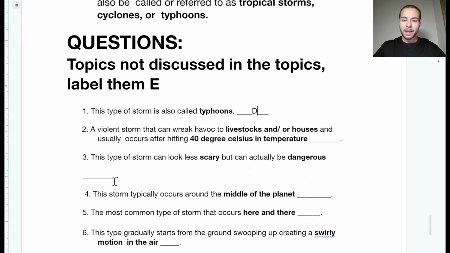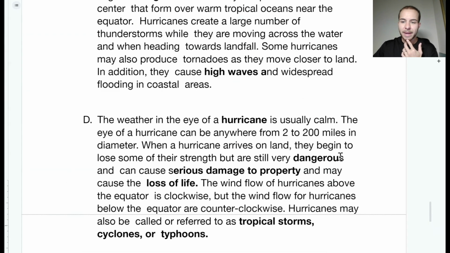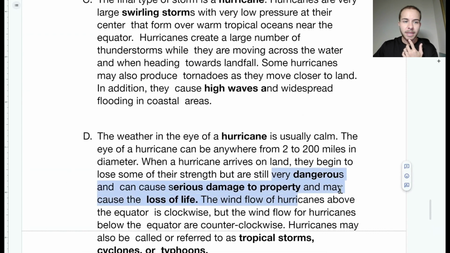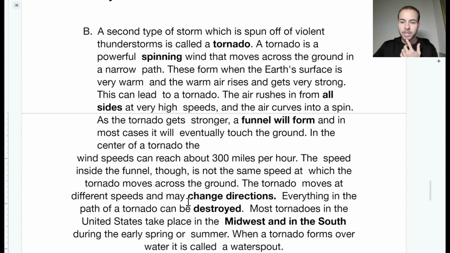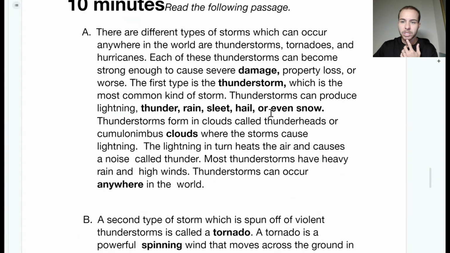Number 2, a violent storm that can wreak havoc to livestock and houses usually occurs after getting hit 40 degrees Celsius in temperature. Okay, so we did talk about damage. There was damage here, but I didn't see temperature. Where else did they talk about damage? There was damage here. Did they talk about temperature? No. Oh, there was damage here as well. But they didn't talk about temperature.